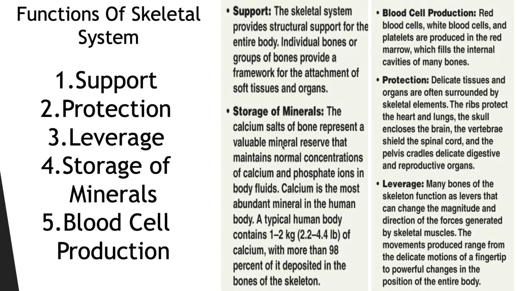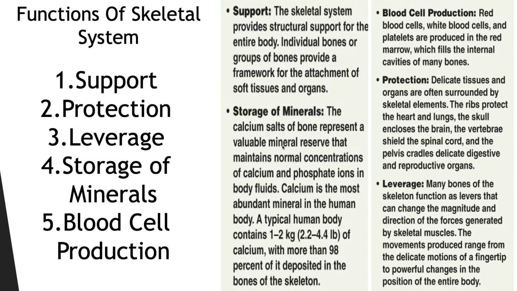All right, so the functions of the skeletal system can be seen here. There are 5 major ones, which include support, basically that the skeletal system provides a structural frame support for the entire body, and individual bones or groups provide a framework for attachment of soft tissues and other organs. Protection, which is just for delicate tissues and organs that are often surrounded by skeletal elements.